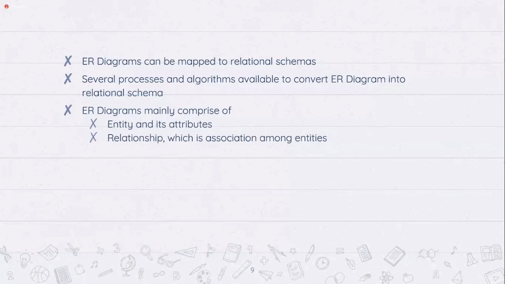So you have to listen carefully. Right? The ER diagram mainly comprises entities and their attributes. You know, the ER diagram has entities with their own attributes, and relationships which are associated among these entities. Relationship ekak kiyanne entities dekak athara thiyena relationship ekakata oyala eka dannawa.